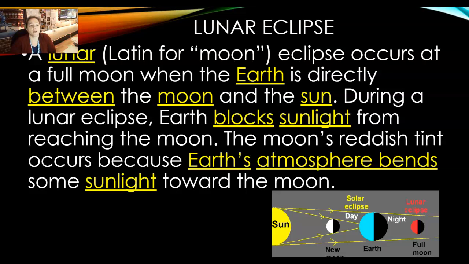An eclipse occurs at a full moon when the earth is directly between the moon and the sun. So you have the solar eclipse right here with the new moon, and a lunar eclipse. So solar day, lunar night. That is when the earth literally blocks the sunlight from the moon. And remember, the moon only shines because it is reflecting the light off the sun. So if you block the sun's rays from hitting the moon, you can't see the moon anymore.